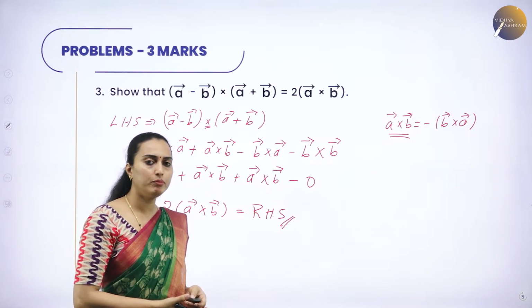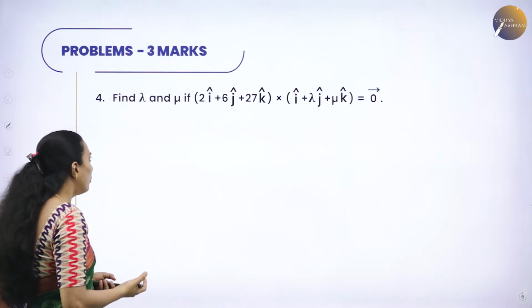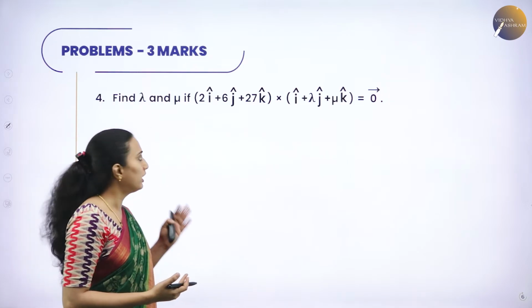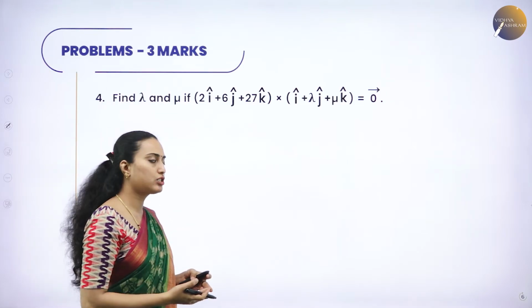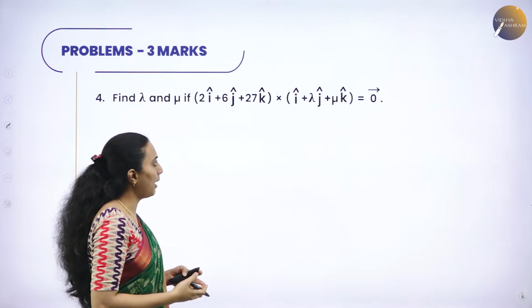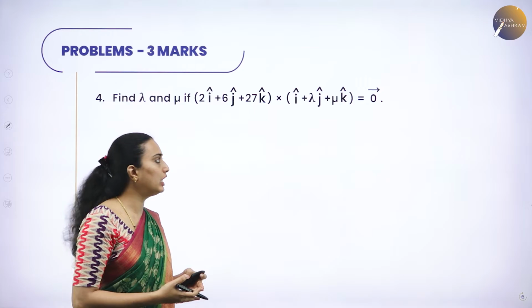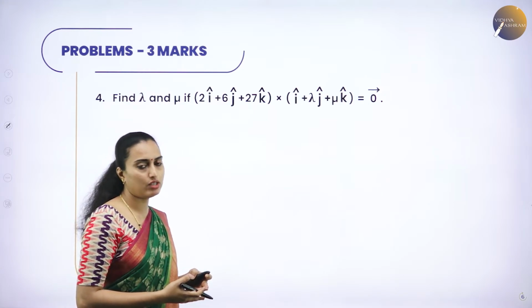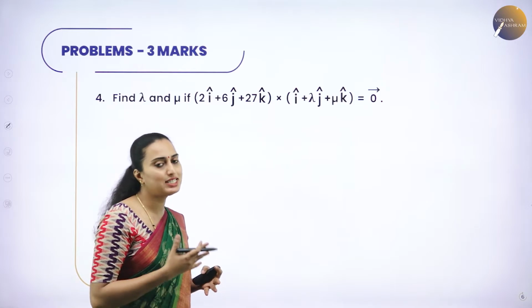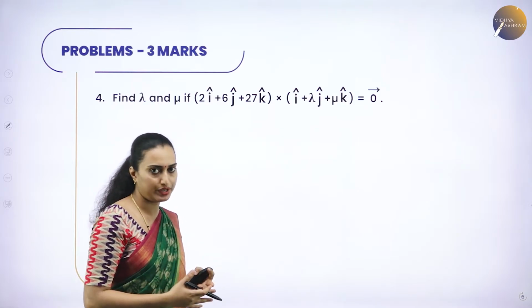Okay. Now, we'll be moving on to the next problem. What they have asked: find lambda and mu if (2i plus 6j plus 27k) cross (i plus lambda j plus mu k) equals 0 vector. 0 vector is nothing but 0i plus 0j plus 0k, which is called the 0 vector.